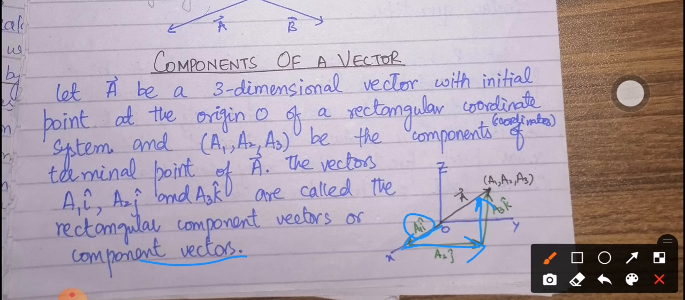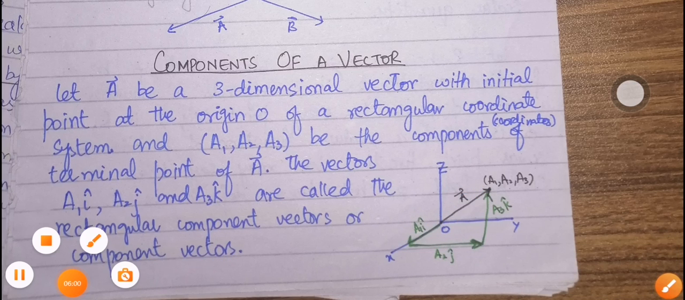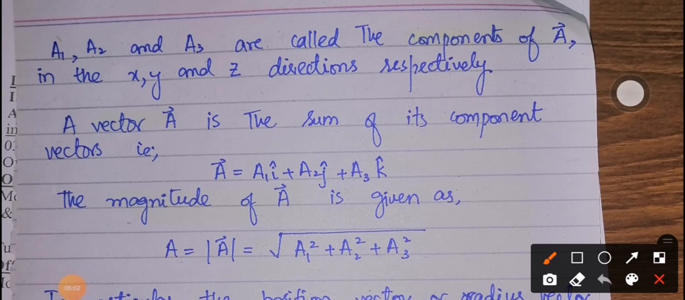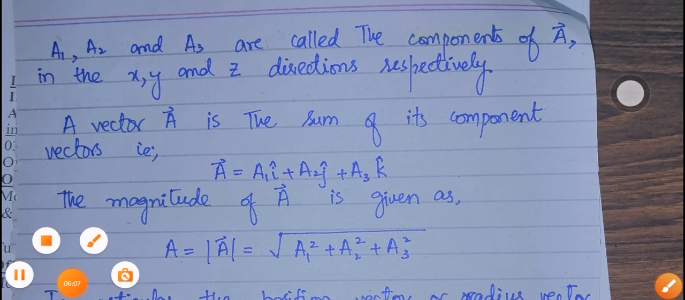So this is the corresponding point. I'm just going to add these two points. The vector A is not in the yz plane, it is in space. So we can see that the vector A is simply the addition of the three component vectors. So here we can say that the vector A is equal to the simple sum of the three component vectors.